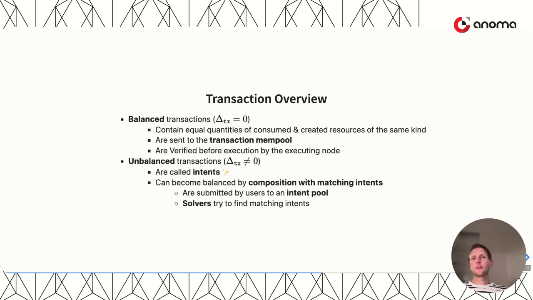So such a balanced transaction would be sent to a transaction mempool where an executing node can pick this transaction up, verify it, and put it in a block. In contrast to that, you can also create unbalanced transactions where certain resources are not balanced yet.